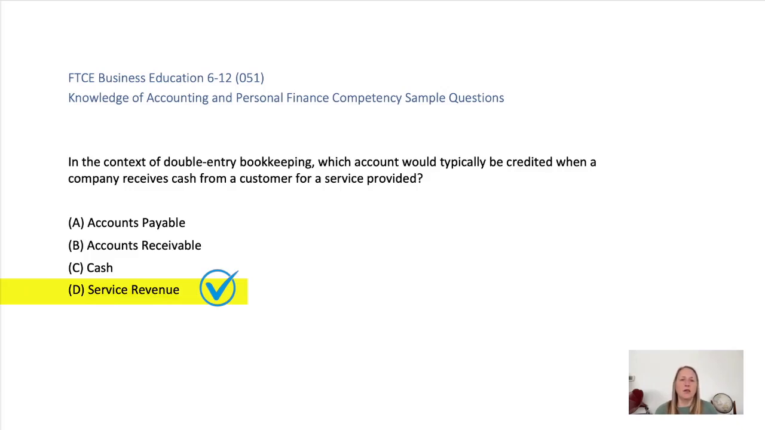In double entry bookkeeping, when a company receives payments for services rendered, the cash account is debited to reflect the increase in assets, and the service revenue account is credited to reflect the increase in the company's earnings. This entry recognizes the revenue earned from the customer.